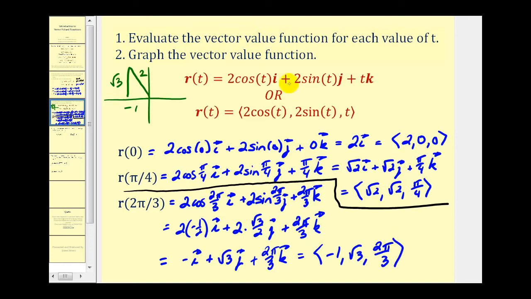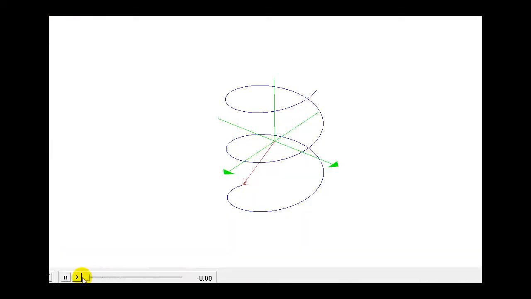And we saw the graph of this earlier. Let's go ahead and take a look again. So here we see the vector produced by the vector valued function when t is equal to negative 8. And watch as t increases, it'll trace out the space curve. And notice the orientation. So when we evaluated that vector valued function for different values of t, we were finding individual vectors that trace out this curve.